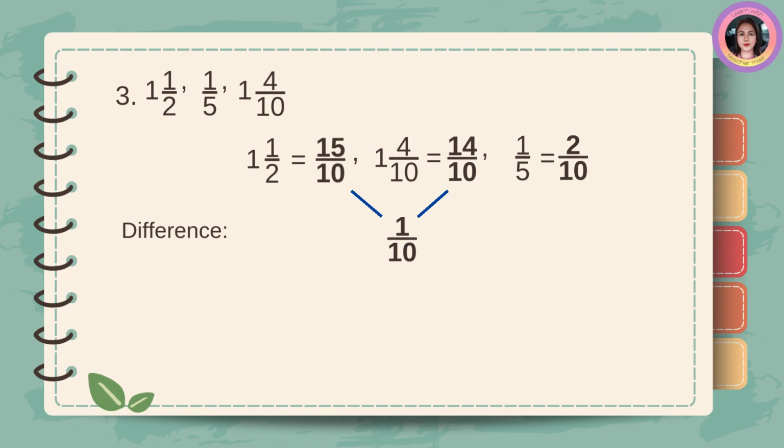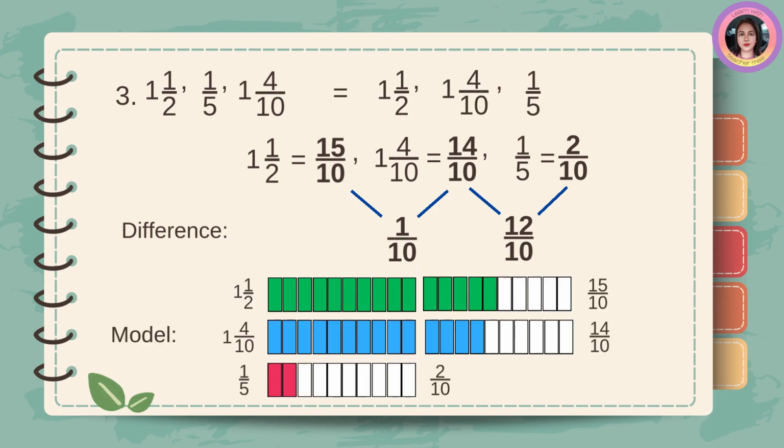The difference between 15 tenths and 14 tenths is 1 tenth. And the difference between 14 tenths and 2 tenths is 12 tenths. Look at the fraction bars. If we arrange the fractions in descending order, the first one is 1 and 1/2 or 15 tenths. The second one is 1 and 4 tenths or 14 tenths. And the last one is 1/5 or 2 tenths.